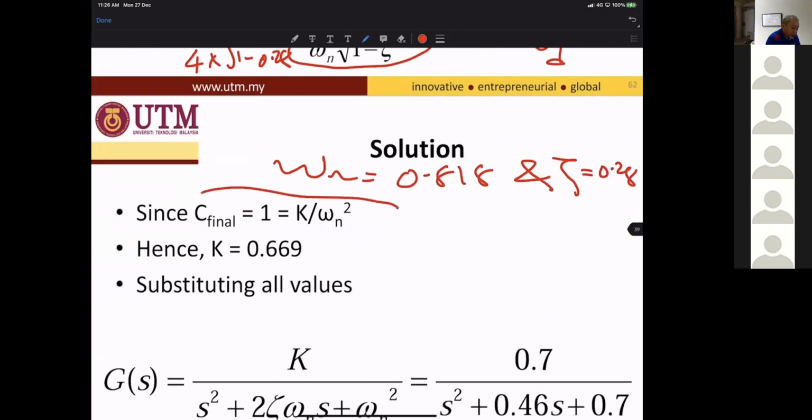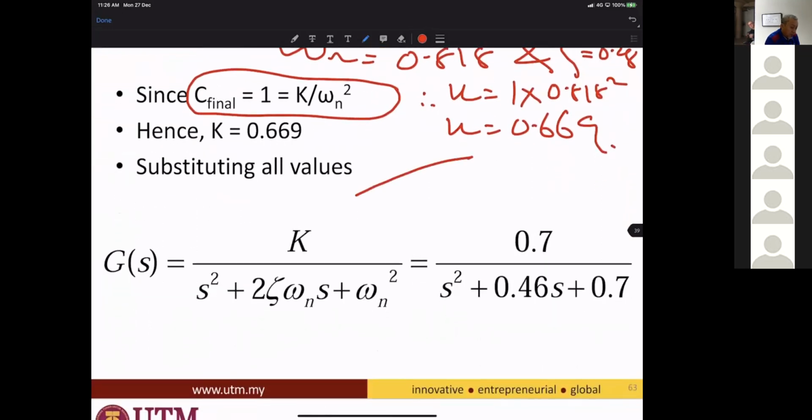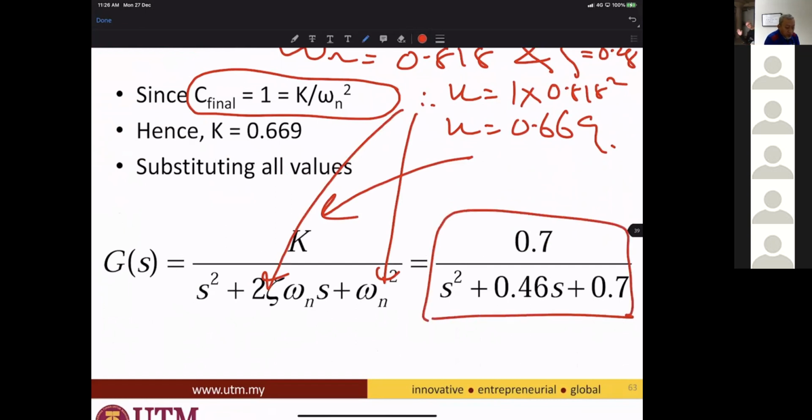Final value is equal to k divided by omega n square. Okay, so k is the gain. Final value is 1 multiplied by omega n, 0.818 square, so you will get 0.669. Okay, so you insert k here, omega n here, and zeta here, so you will get the estimated transfer function, 0.7 s square plus 0.46 s plus 0.7.